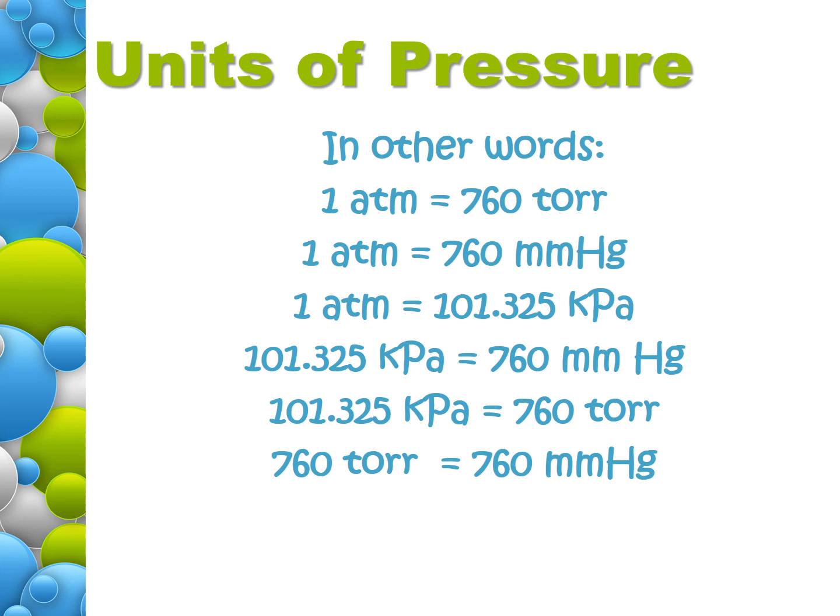I don't use that one as much, so I didn't include it here because you're less likely to see it on a worksheet or something. Using these, we should be able to do simple one-step factor label conversions to get from one to the other. So these should only require one step. We'll take a look at a couple of examples of that on the next slide.